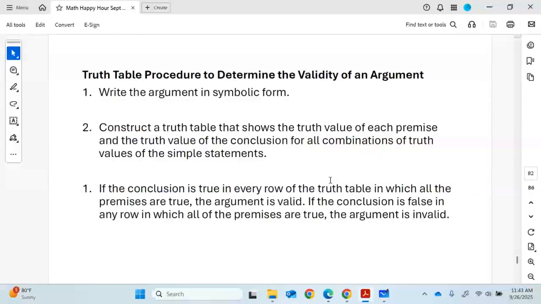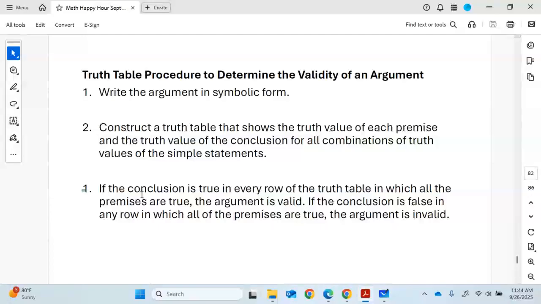So remember that our simple statements are the original letters. Like in the previous one I had P and R. So those are my two simple statements. And because it's only two, I'm going to have 4 different combinations: true, true, true, false, false, true, and false, false. And the last step, step number 3, says, if the conclusion is true in every row of the truth table in which all of the premises are true, the argument is valid.